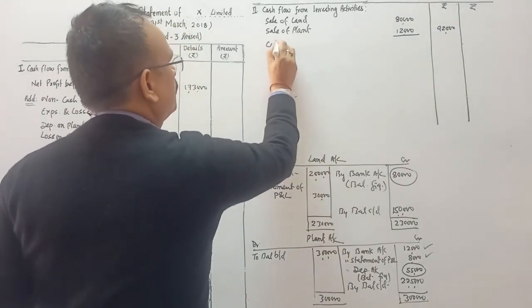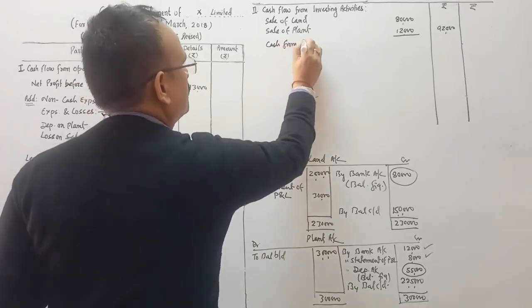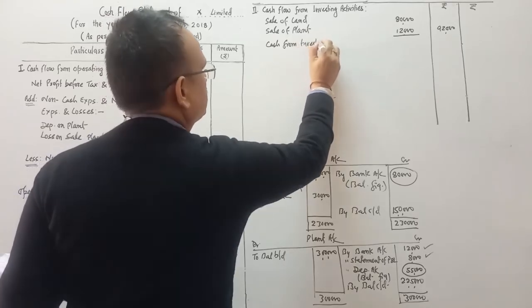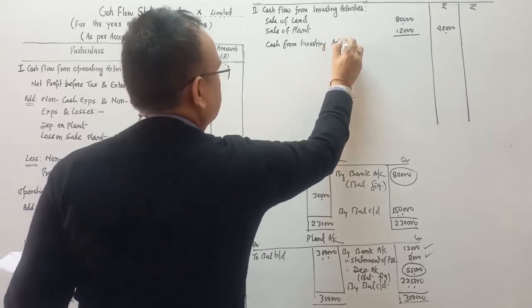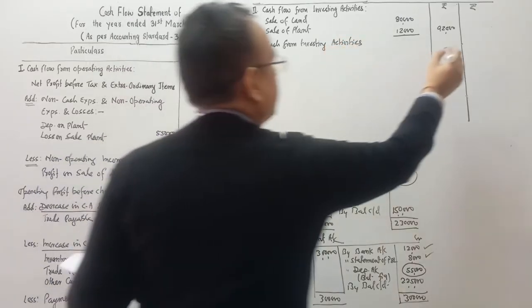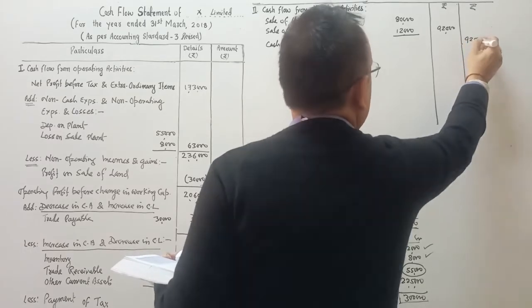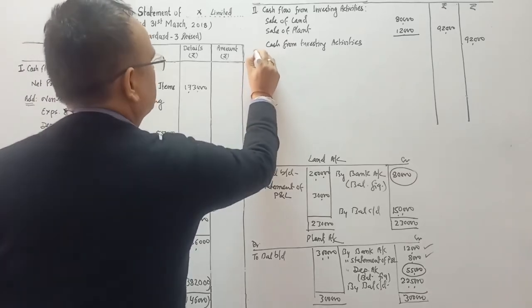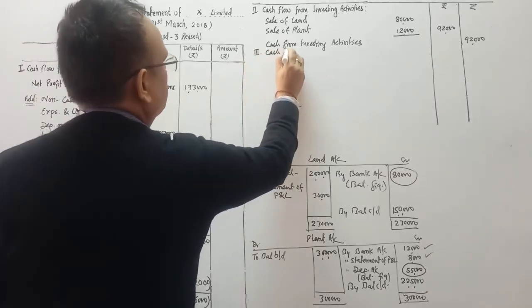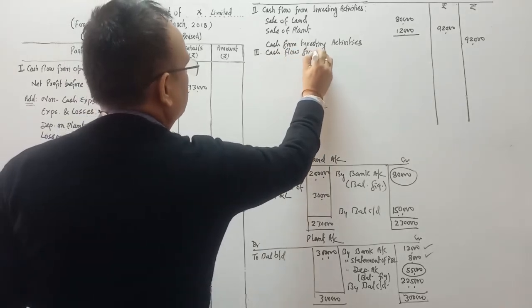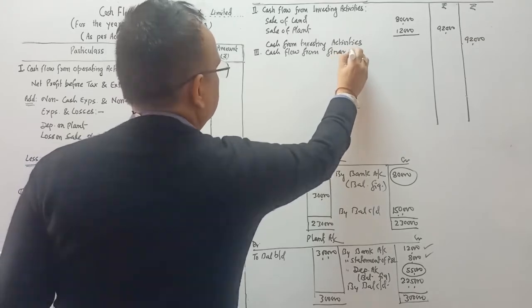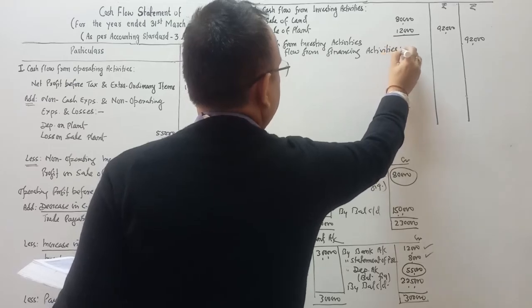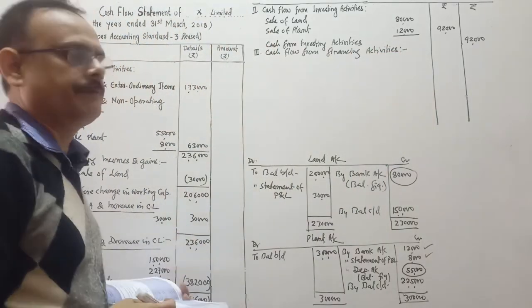So cash flow from investing activities is how much? It is 92,000. You write the figure in the outer column. Okay, 92,000. Now come to the third: cash flow from financing activities. This is the third activity, cash flow from financing activities.